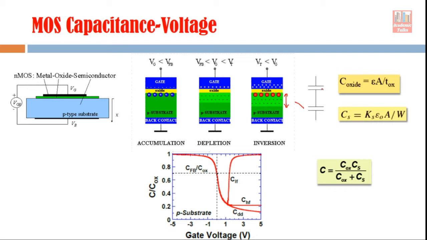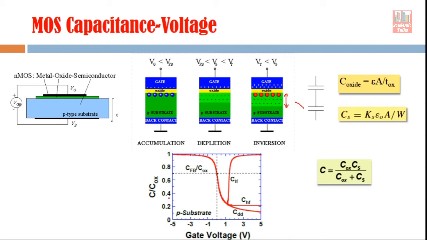You know that two capacitors, if they are connected in series, this is oxide capacitance, this is semiconductor capacitance. If they are in series, net capacitance will be given by this formula. So you can see that when we are changing gate voltage, the device is changing from accumulation to depletion to inversion. In all these situations, the capacitance inside the semiconductor is changing. It means the net capacitance is also changing. So that situation is plotted here. When you are changing gate voltage, net capacitance is changing.